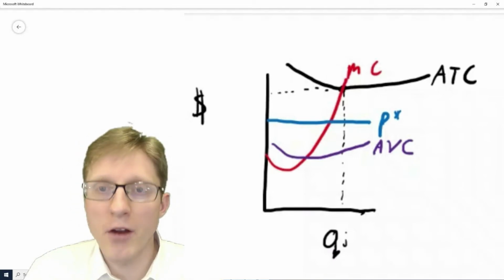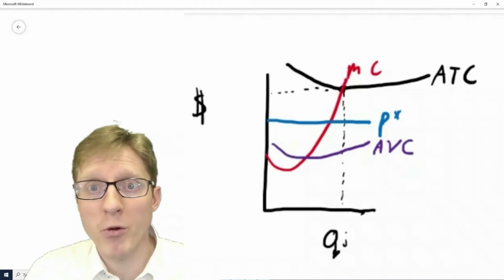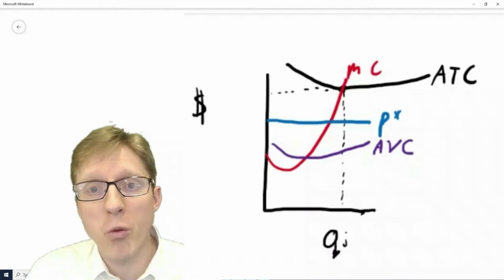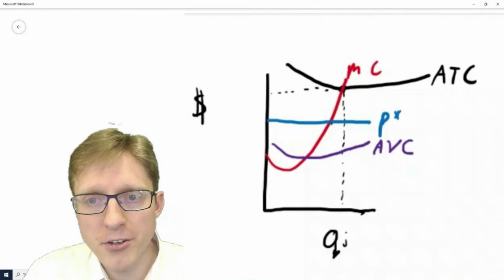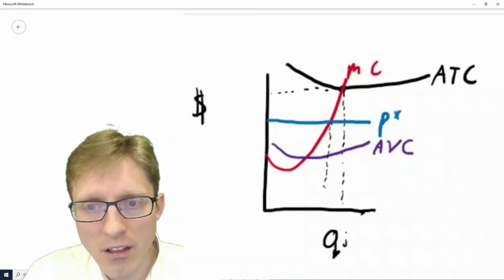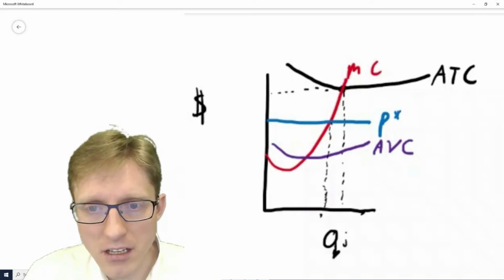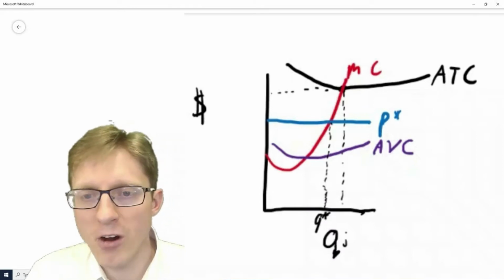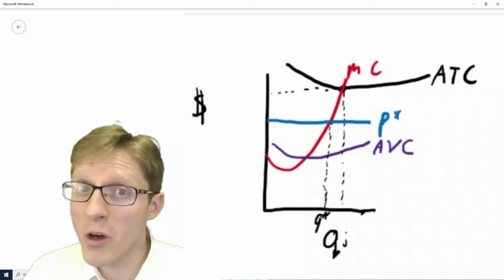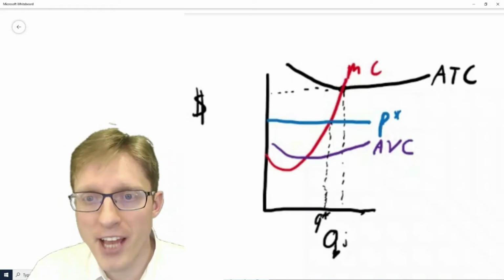So let's look at it. What would the firm want to do if it were to operate? Of course, it would choose a quantity of output where price is equal to marginal cost. So it would choose this quantity here, that is, if it decides to operate at all. And let's think about it. If the fixed costs are sunk, then it's going to lose the fixed costs anyway.